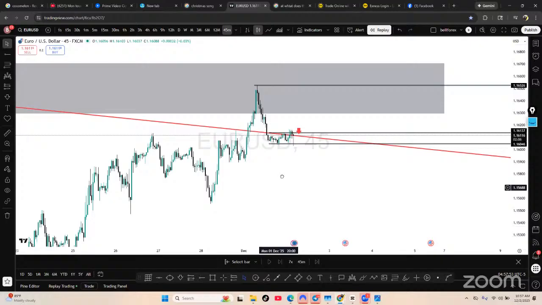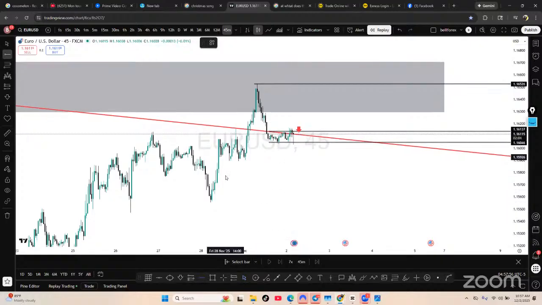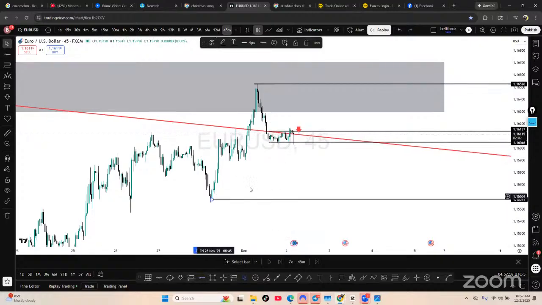Then your take profit will be before the next structure. Here is the next structure that can stop this market. So this is where your first TP will be, because if this market sells and gets here, it can stop here. This way you can put your TP if you are selling this market.